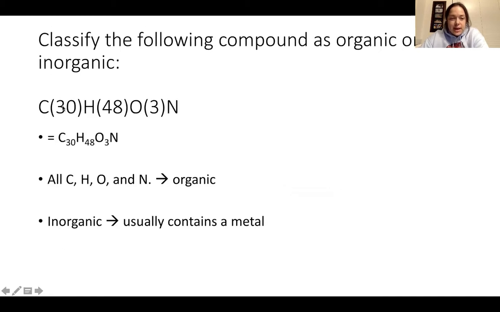All right, another question you guys had was classify the following compound as organic or inorganic. It was written like this, I don't know why it was written like this, but again, hopefully you guys figured out that this meant that there's 30 carbons, 48 hydrogens, 3 oxygens, and 1 nitrogen. So again, this would be another way to represent that. If you look at the atoms in this molecule, they're all carbons, hydrogens, and oxygens, and nitrogen. So we would say that this is an organic molecule. Inorganic will usually contain a metal. So left side of the periodic table, that's how you can figure out if something's organic or inorganic.